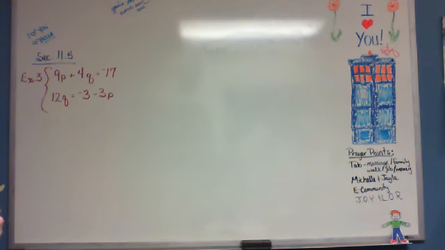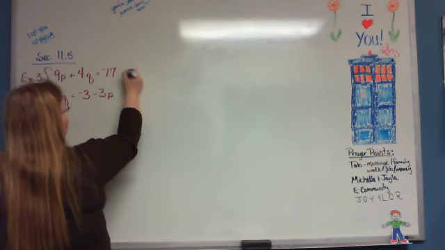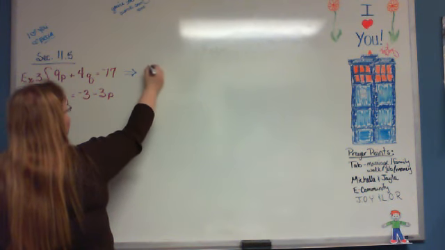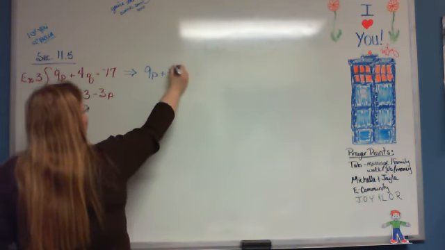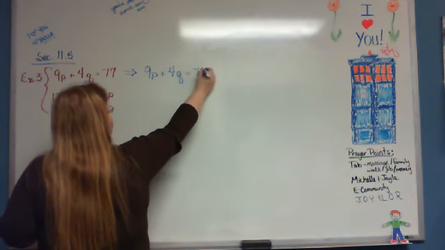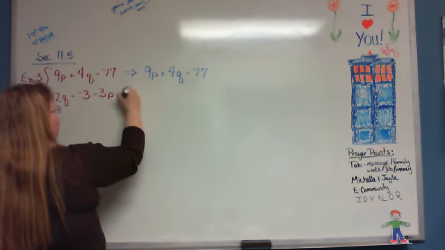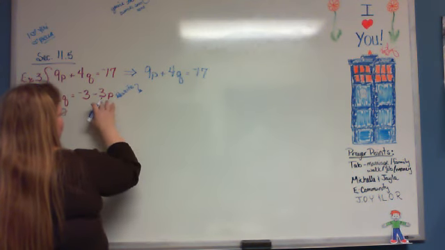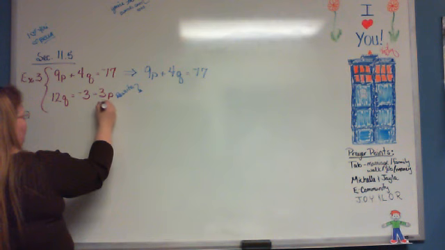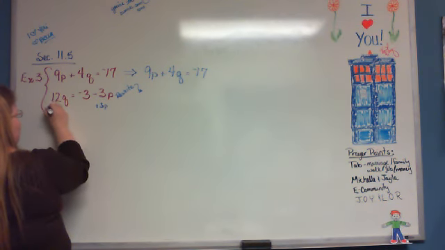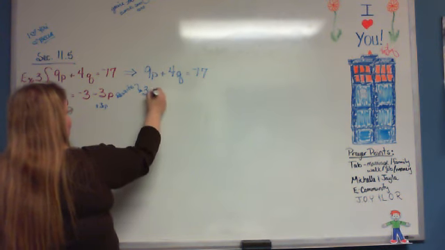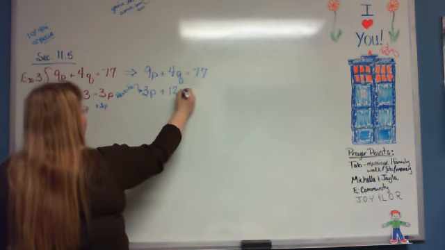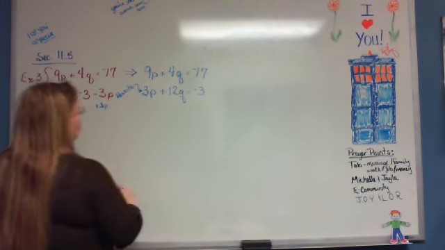First things first, they're not even lined up. So I need to line them up first. So I'm going to rewrite them. This one looks like it's fine. So 9p plus 4q equals negative 17. But this one needs a rewrite. So that's going to end up being moving my 3p over here. I'd add 3p to both sides. That gives me 3p plus 12q equals negative 3.